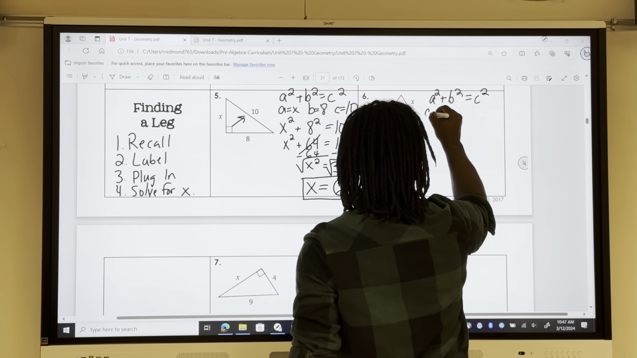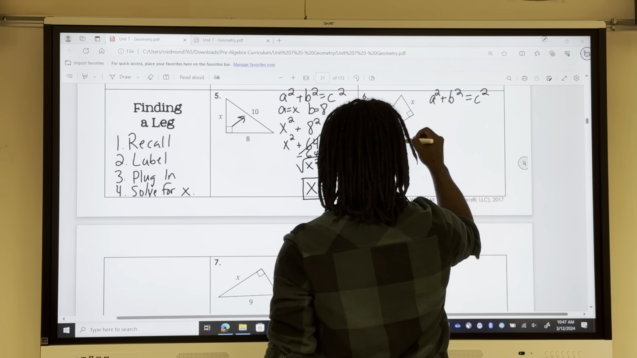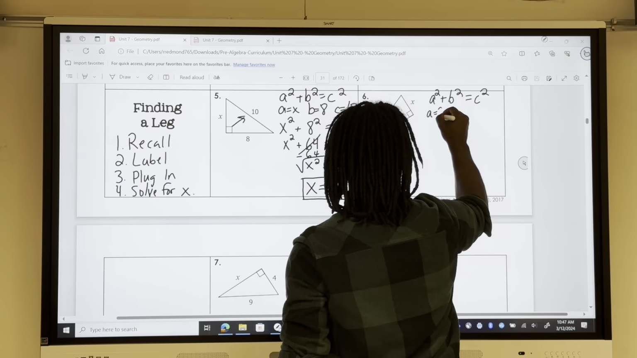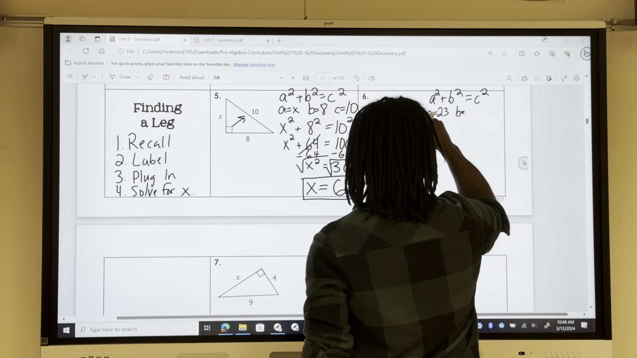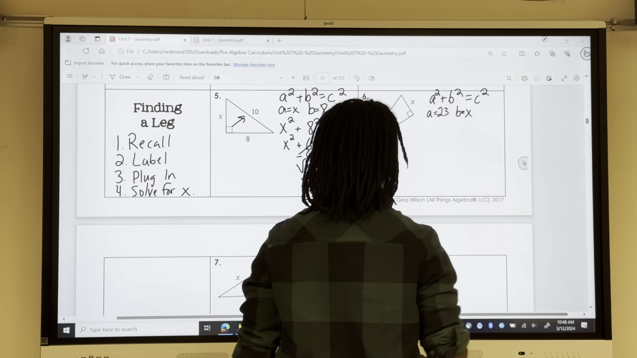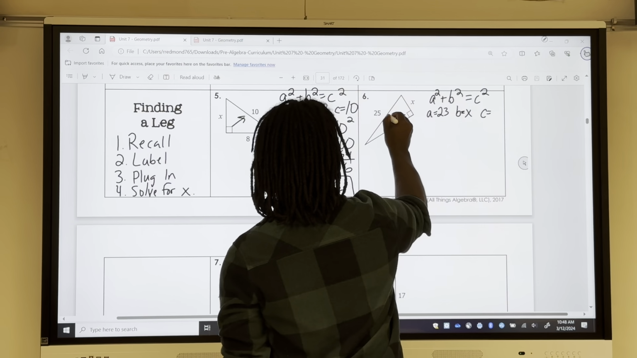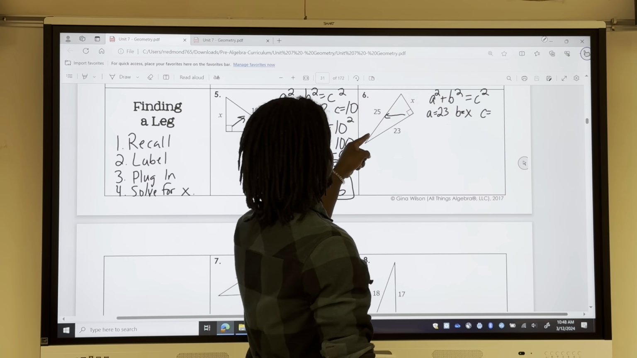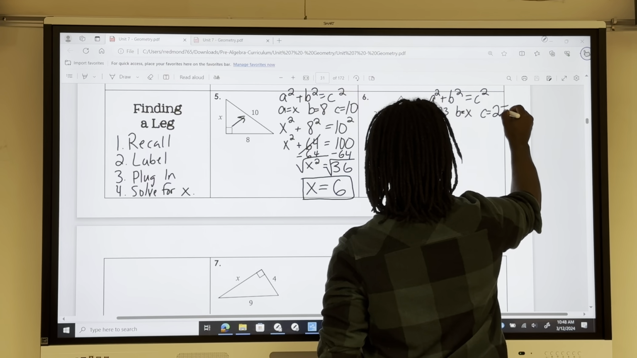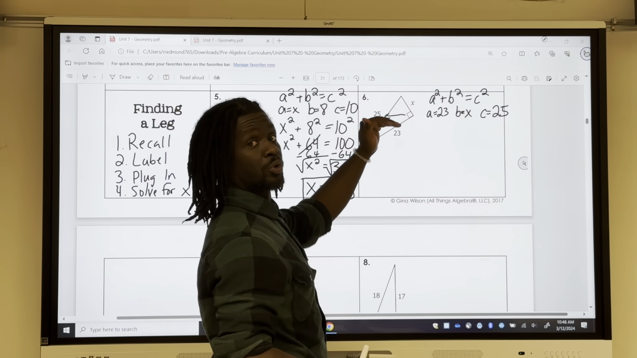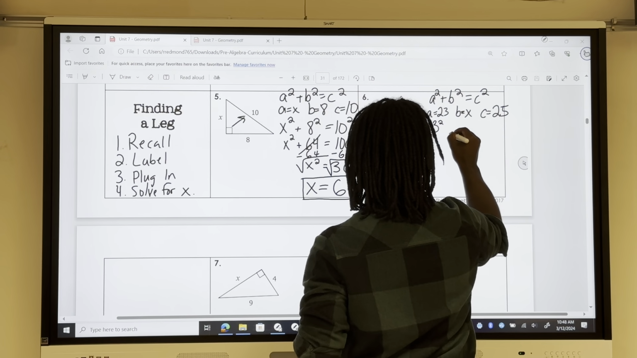We're going to say A is 23. Again, it doesn't matter, you could have said A was X. B is X, and then C is, again, always across from the right angle. It is 25. So now we're going to plug them in. We got 23 squared.